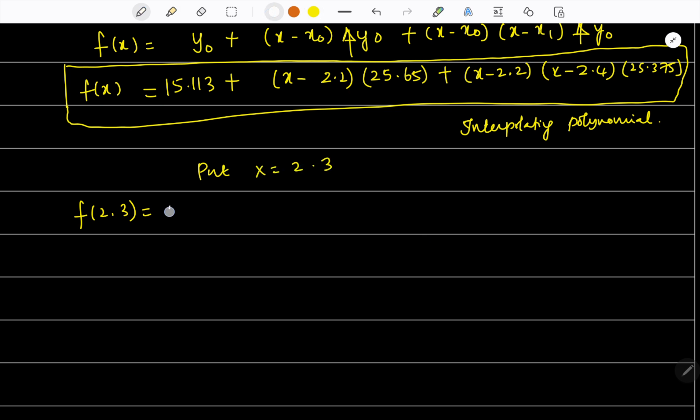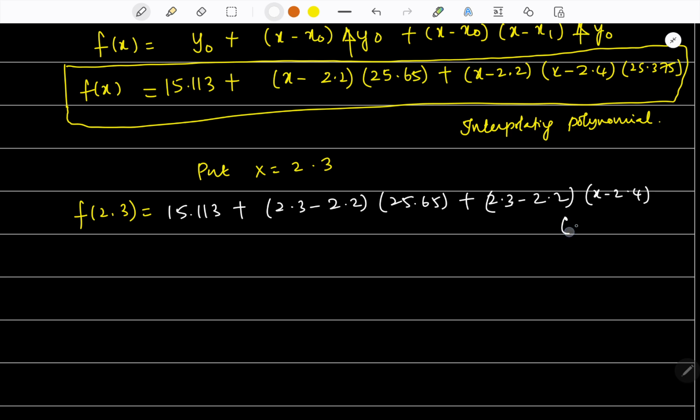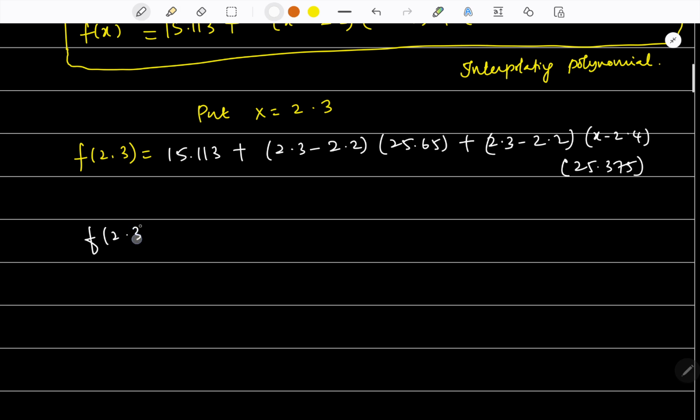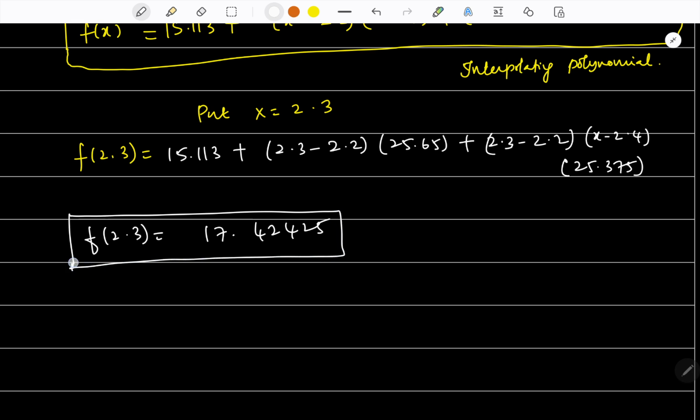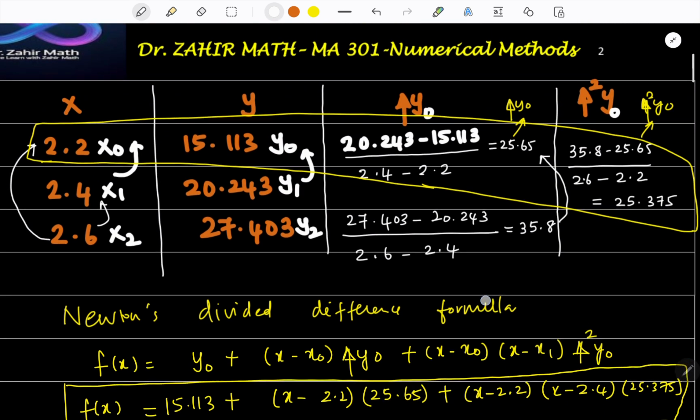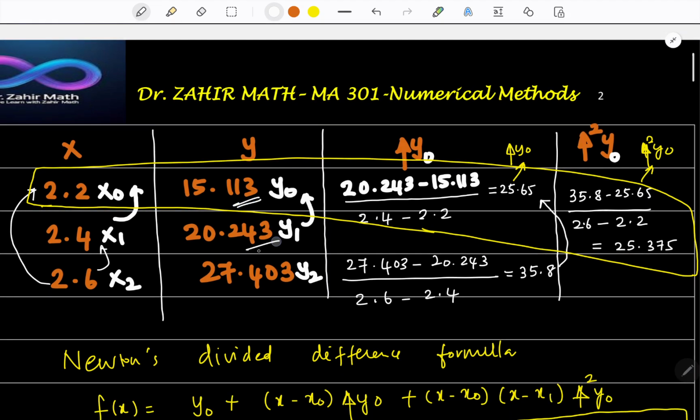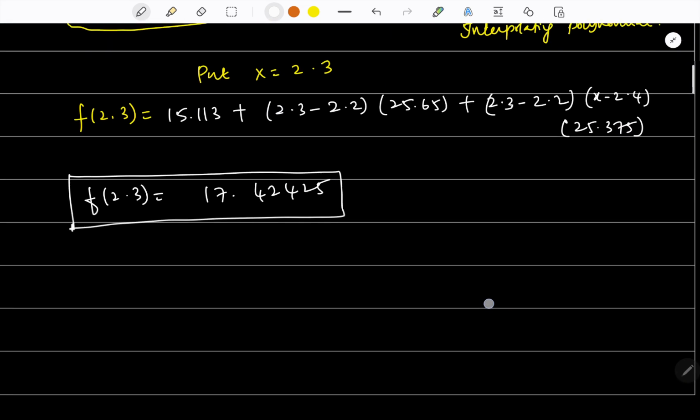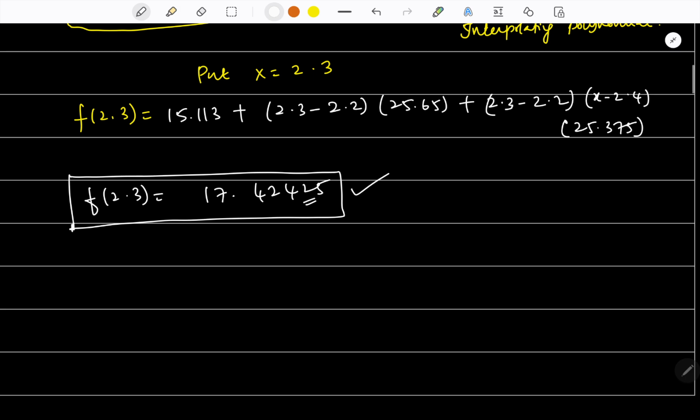So it means you are going to put x equal to 2.3. When I put x equal to 2.3, directly you can put in the calculator 2.3 minus 2.2 and 25.65 plus 2.3 minus 2.2 times x minus 2.4 times 25.3375. If I put all these things in the calculator, f of 2.3 is 17.42425. Teacher, do I need to fix 3 decimal, 4 decimal? Just see the y values. According to that, you can fix the decimals. The y values are 3 decimal values, so try to fix 3 decimal values. If not, it is okay, no problem. Anyway, the 4th decimal is less.